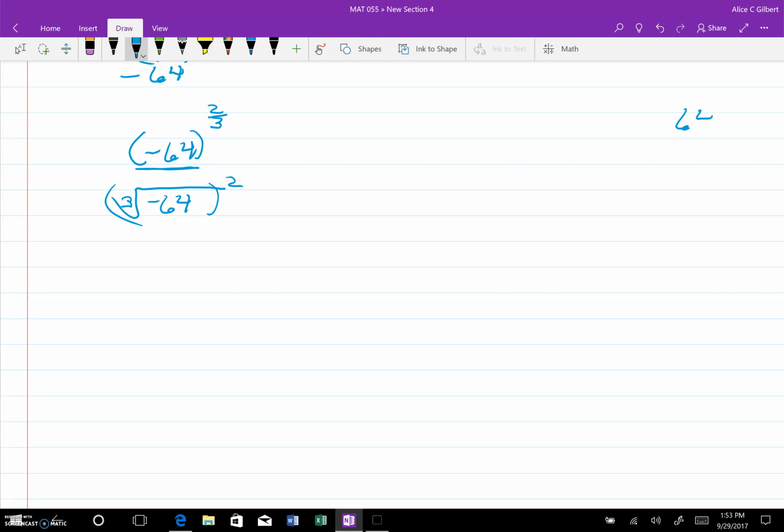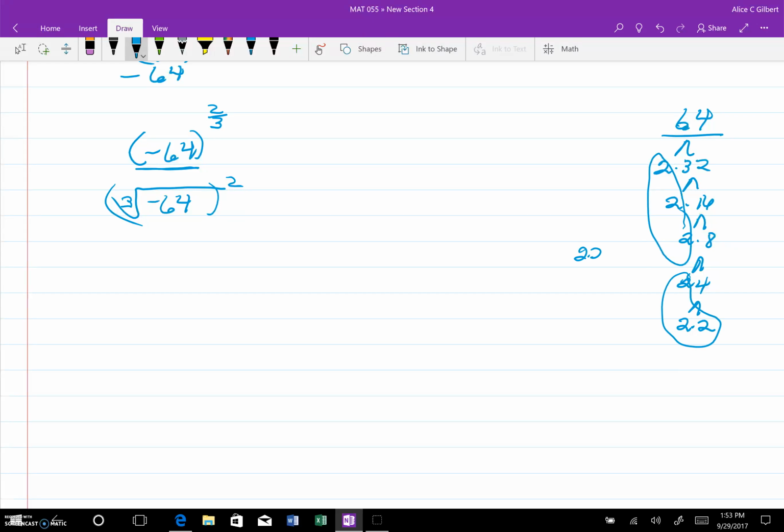Well, let's see. I need the cubed root. I know what the square root is. That's 8. But what's the cubed root? So 2 times 32, 2 times 16, 2 times 8, 2 times 4, 2 times 2, and I need 3. Look at that. 2 times 2 is 4. And so the cubed root of negative 64 is going to be negative 4, and then I square that, and so my answer is 16.